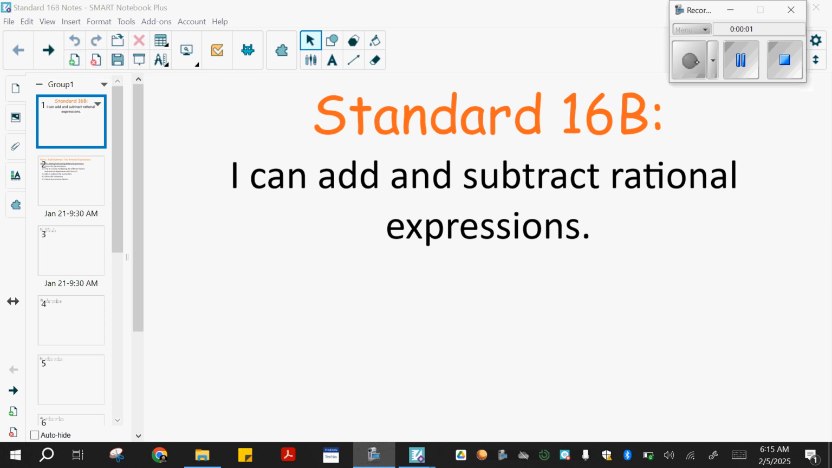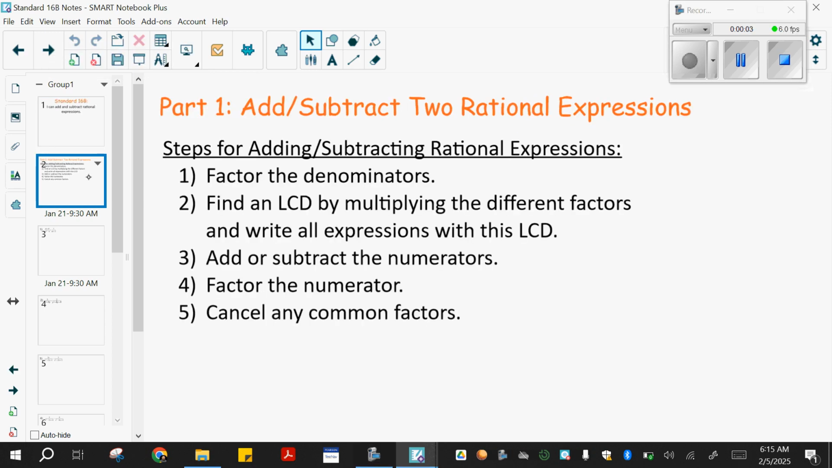Right, we are back again, 16b. We're going to follow the same steps: add and subtract two rational expressions. Steps for adding and subtracting rational expressions: Factor the denominators. Find an LCD by multiplying the different factors and writing all expressions with this LCD. Add or subtract the numerators. Factor the numerator. Cancel any common factors.